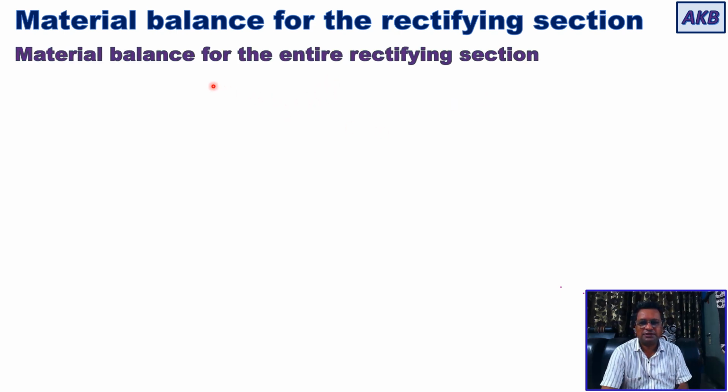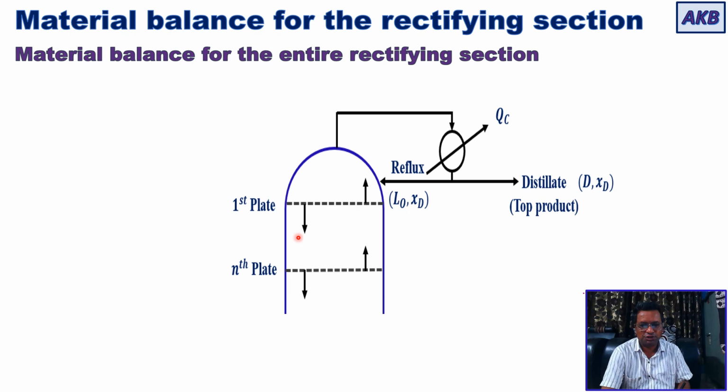Now, continuing, let us understand how to take material balance for the entire rectifying section. We just learned how to take material balance for the condenser, which is a part of the rectifying section. Now let us take material balance for the entire rectifying section. I'm showing the rectifying section, and the notations I have already explained, so we'll follow the same notations in this discussion also.